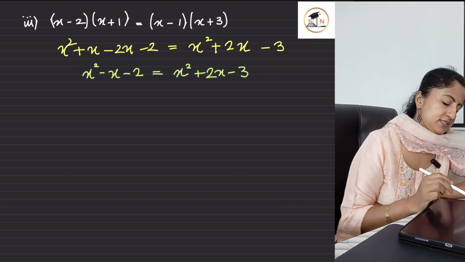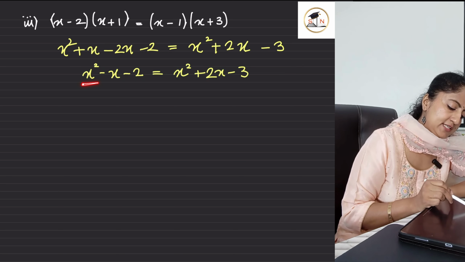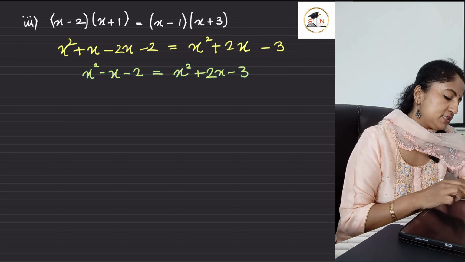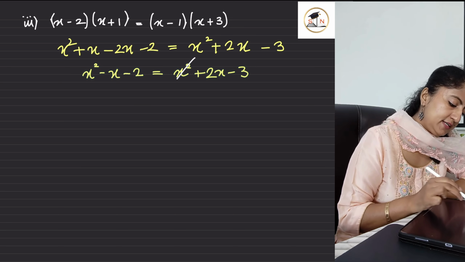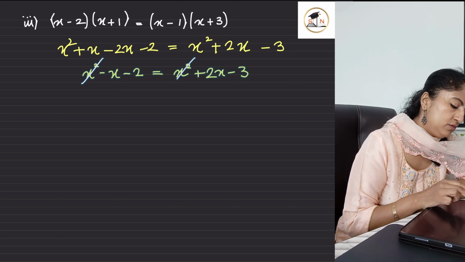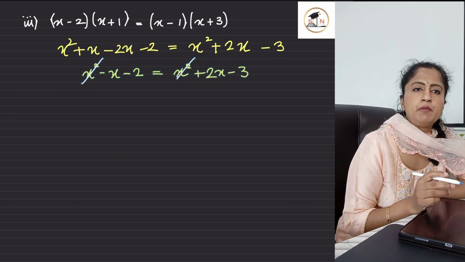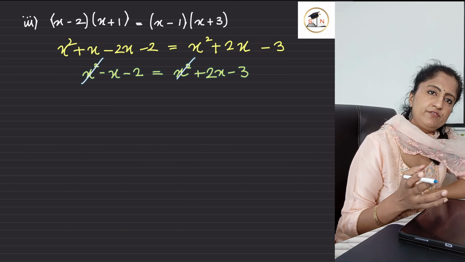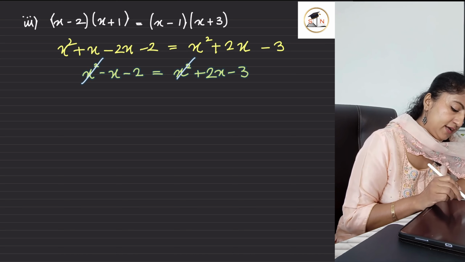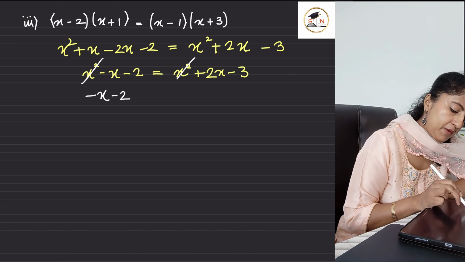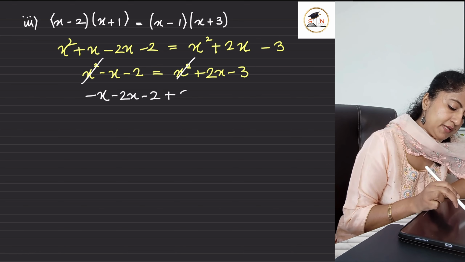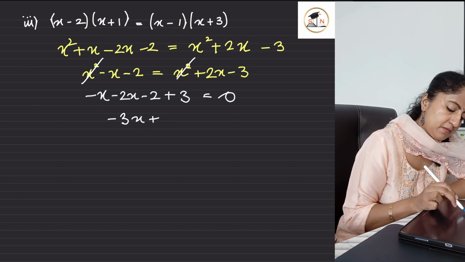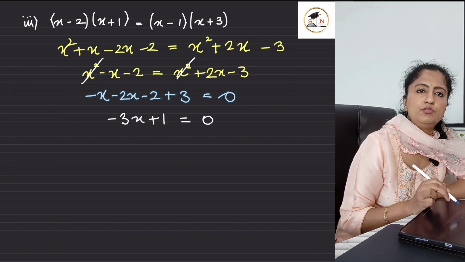Right? Now, see what is happening. We have positive x square on the left, positive x square on the right. That means we can strike it out, we can cancel it. Finish. Now, I'll simplify everything by bringing all the terms to one side. I'm going to shift everything to the left. Doing it, I'm left with minus x minus 2x minus 2 plus 3 equals 0. And here we get minus 3x plus 1 equals 0.